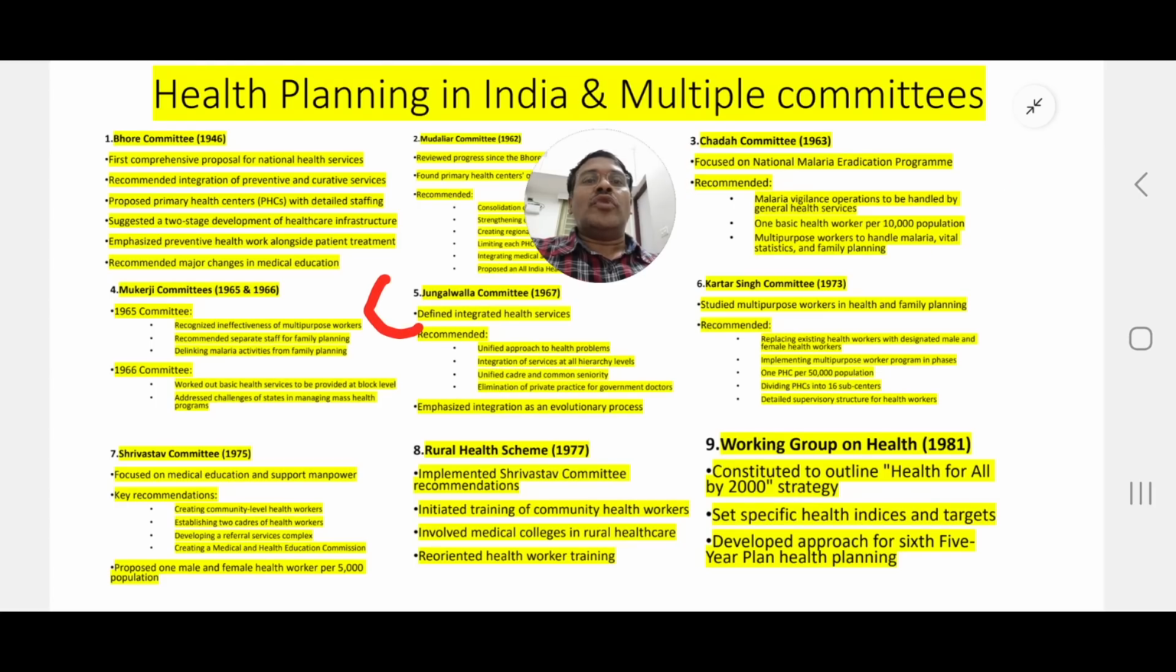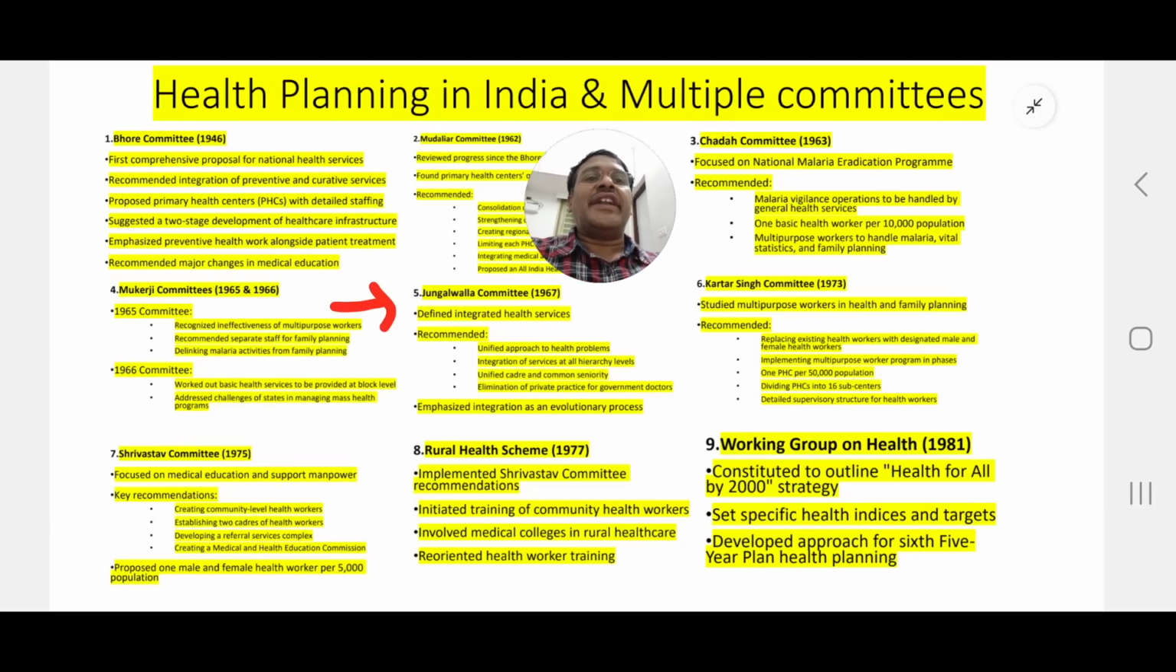Next we have Mukherjee Committee in 1965-66. This Mukherjee Committee recognized ineffectiveness of multi-purpose workers, so it recommended separate staff for family planning and it recommended delinking malaria activities from family planning. In 1966, the committee again gave some recommendation. It worked out basic health services to be provided at block level and addressed challenges of states in managing mass health programs.